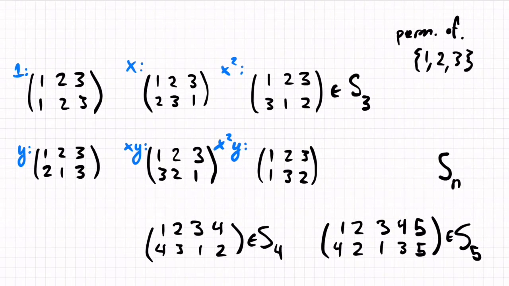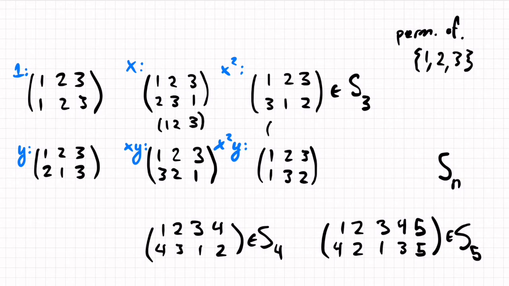So let's go back to S3 and write all of our elements in cycle notation. Okay, so for the element 1, the cycle notation is, well, it's already there. We just write nothing because I have 3 cycles, each of which are 1 element long, so I don't write anything. For x, I would have 1 goes to 2, and 2 goes to 3. So 1 goes to 2, 2 goes to 3, 3 goes to 1.